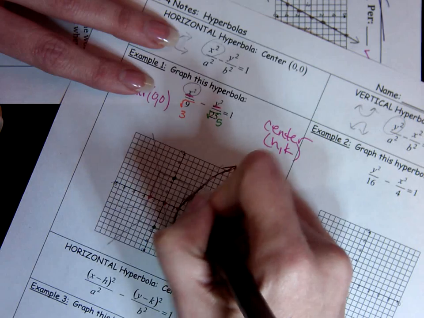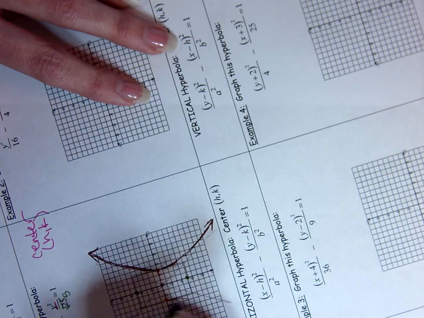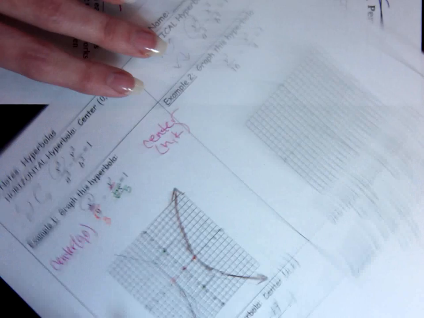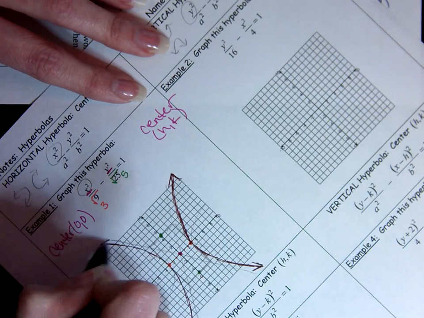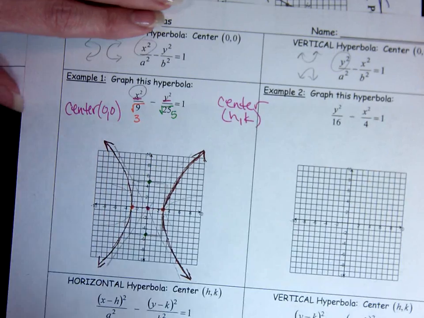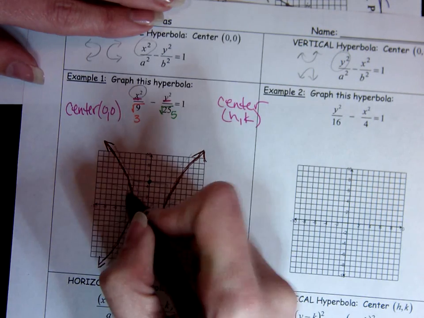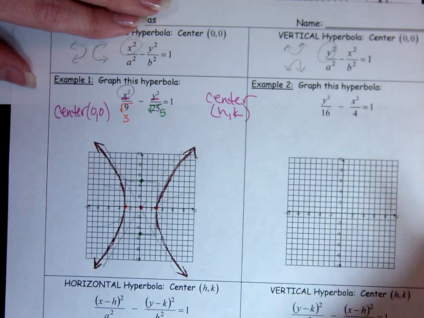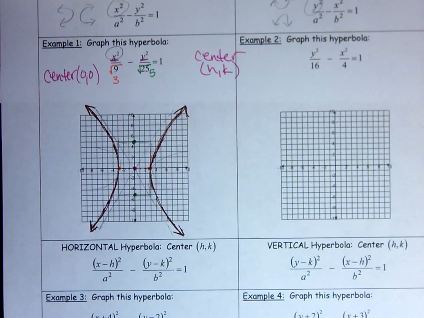Okay. The asymptotes aren't part of the graph, they're just a boundary. So we made those a lot lighter. Okay. Sketch that out. Follow along. And there is our horizontal hyperbola. Those curves open along the horizontal axis.